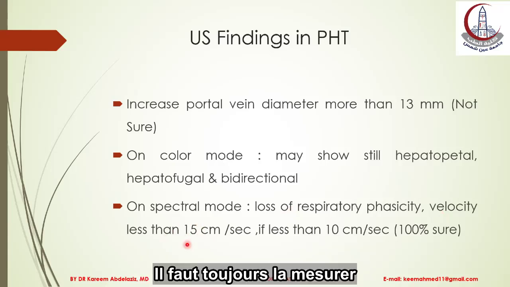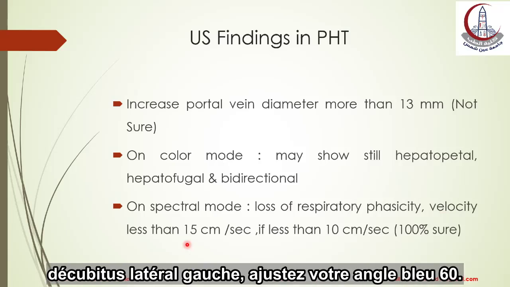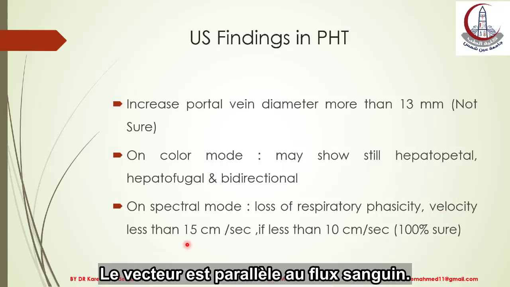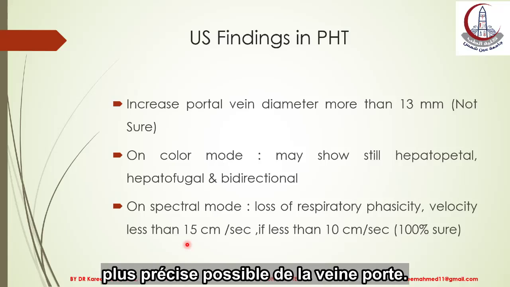Okay. Also, velocity less than 15 centimeters per second. You should always measure it in the correct way. Patient in left lateral decubitus. Adjust your angle below 60. The vector is parallel to the blood flow. You should always put the portal vein at the corner of the color box. Remember the corners of the color box in order to get the most accurate measurement of the portal vein.